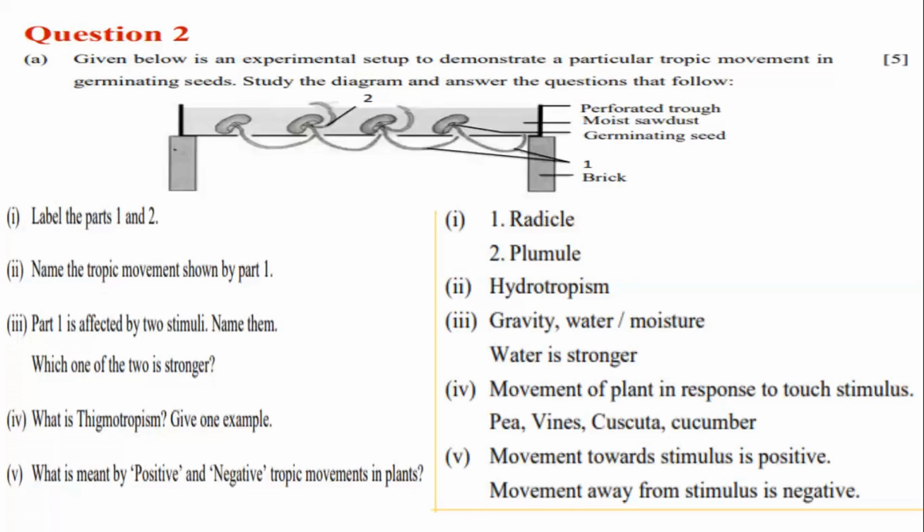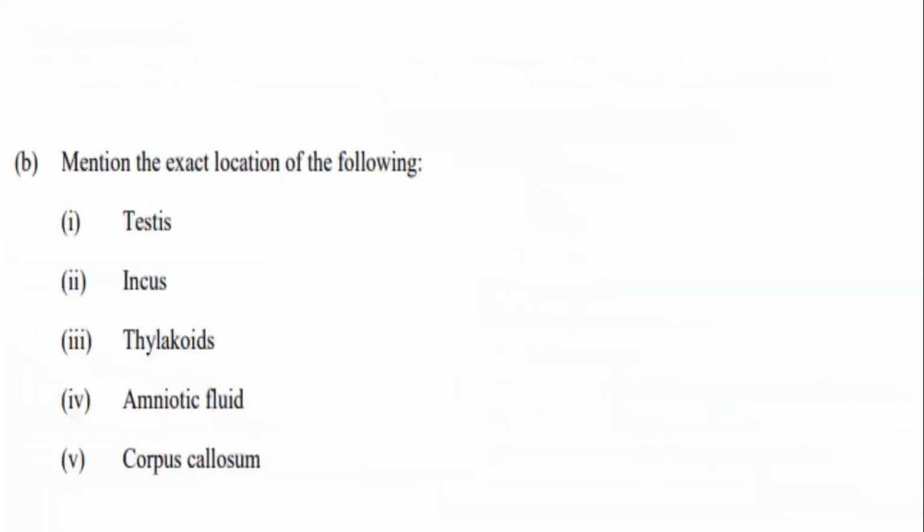Then, what is meant by negative and positive trophic movement? Positive is movement towards the stimulus, and negative is movement against or away from the stimulus. Example, positive geotropism will be towards the earth. Negative geotropism is away from the earth. Okay, so this is question 2. Let's see next the question 3.